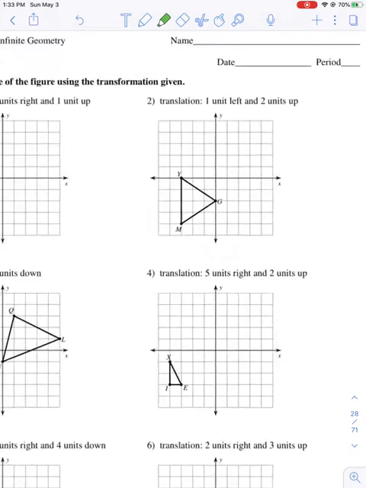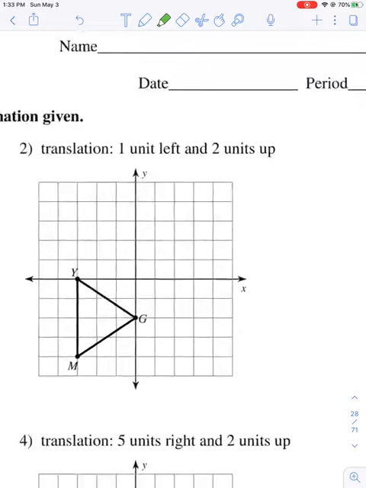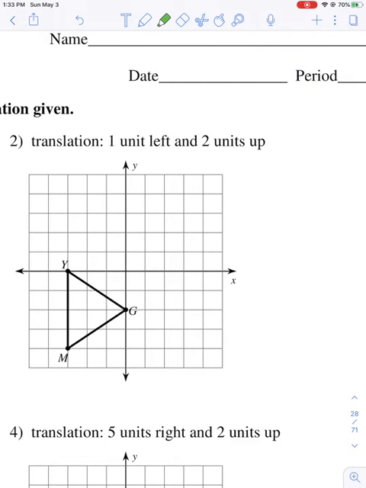So I'm going to be showing some of the evens on this page and leaving some of the odds for you guys to do. So I'm just going to pick number 2 to start. So we are doing a translation here, and we need to do 1 unit left and 2 units up. One way you can do that, especially if they give you a nice graph like this, is just to literally do that to each of the points. So 1 unit left and 2 units up. 1 unit left, 2 up. 1 left, 2 up. Now I'm going to have the 3 new points of my new shape.